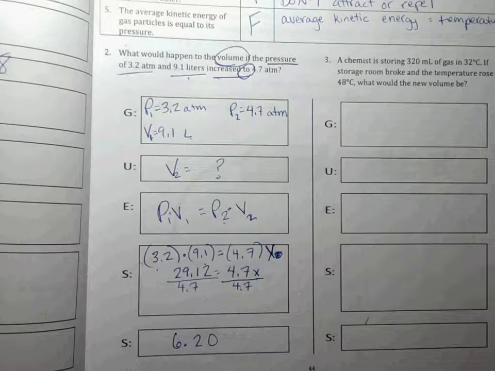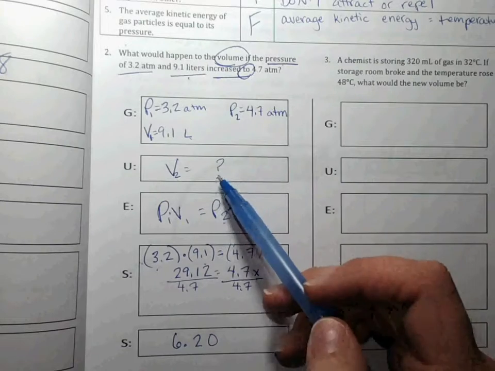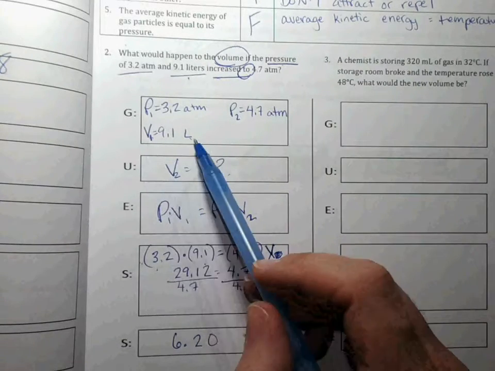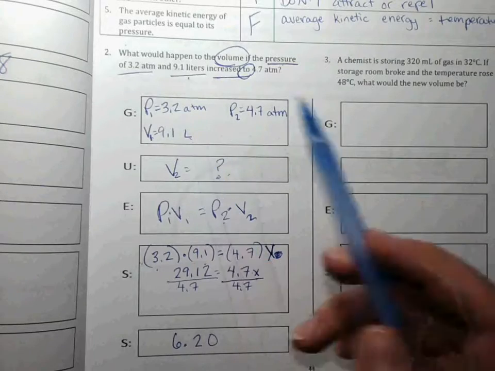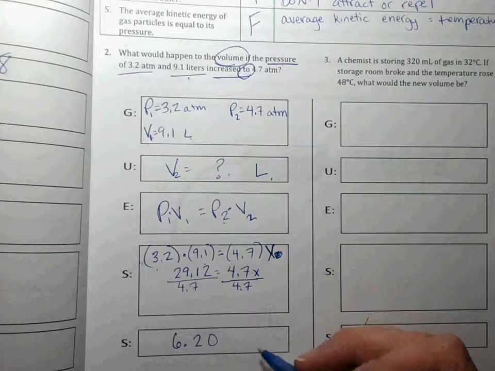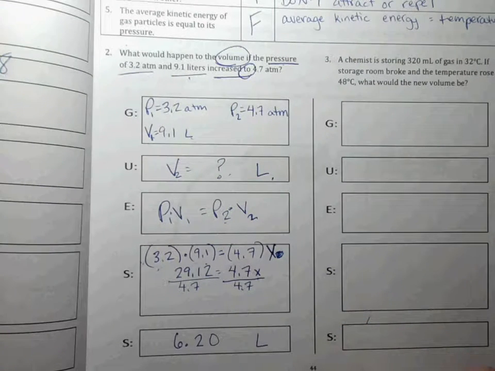Oh, we need units for this. How are we supposed to do these units again? This is a volume. And remember, your two volumes should match units. So if they tell you volume 1 is liters, that tells you volume 2 should be liters. And that also tells me my answer should be liters.